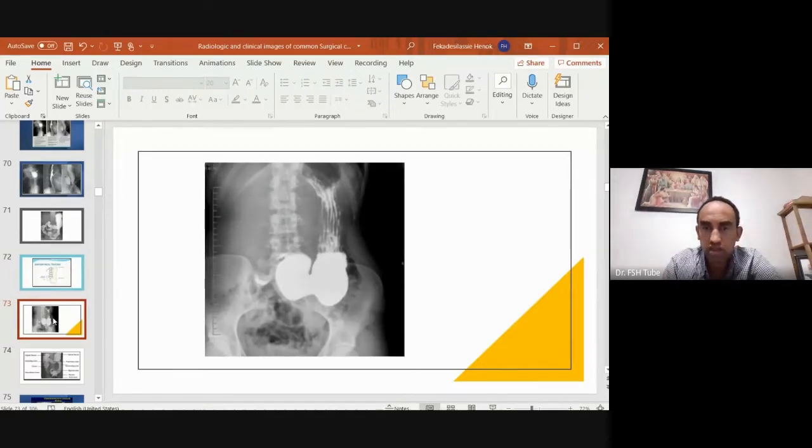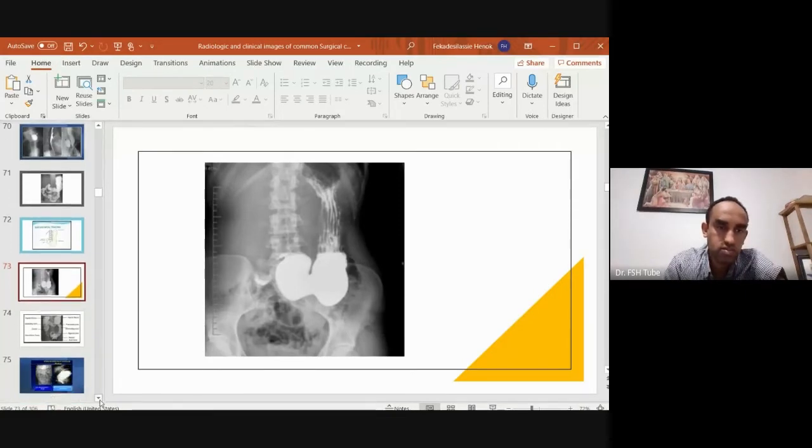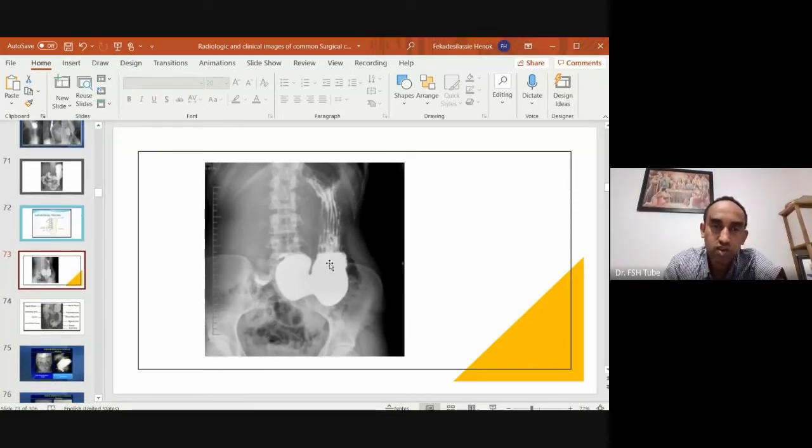If there is pyloric stenosis and gastric outlet obstruction, GOO, you can do a barium meal. But all this can be diagnosed by upper GI endoscopy, which is better. So what do you see here? A barium meal, right? So what has happened to the stomach?